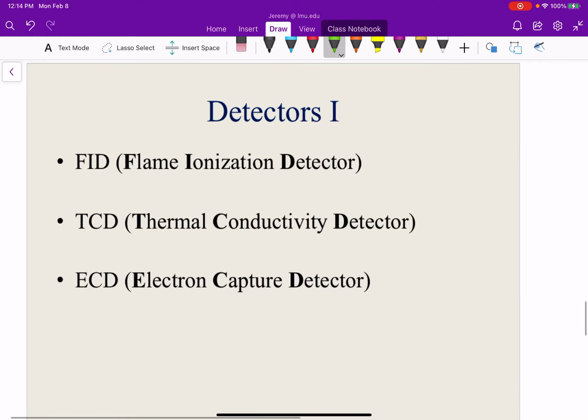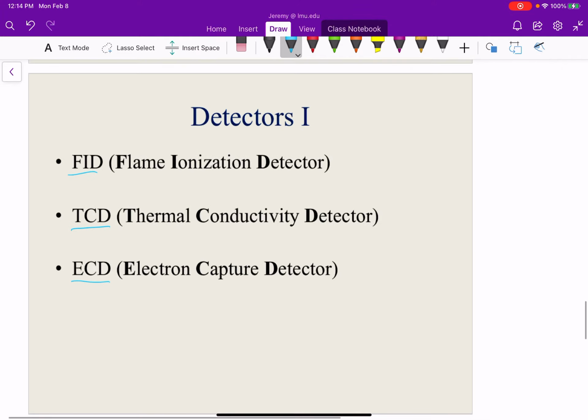Just a quick note about detectors. There's different detectors you can have. These are the three most common: flame ionization, thermal conductivity, or electron capture. And again, this doesn't really matter in this lab. I just wanted to make you aware there are different detectors that you can use in GC. It's not really a point of discussion in this lab, but I just wanted to make you aware of different detectors that you can have.